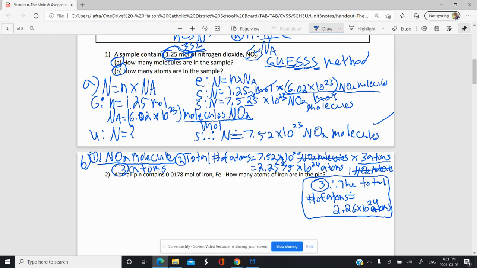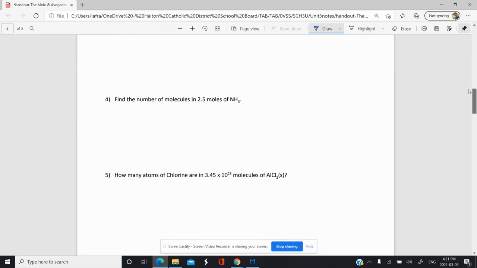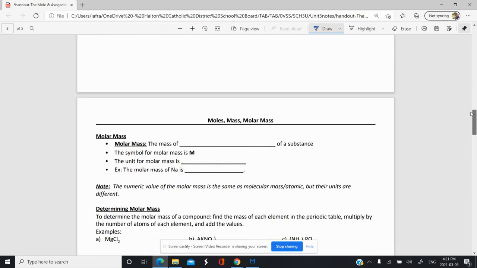In the next video, we're going to try to solve problems 2 to 5. And then afterwards, we're going to go to the next section, which is molar mass, moles, and mass.